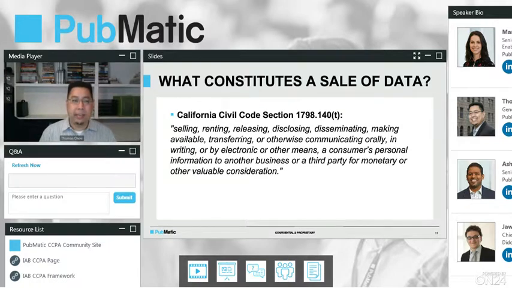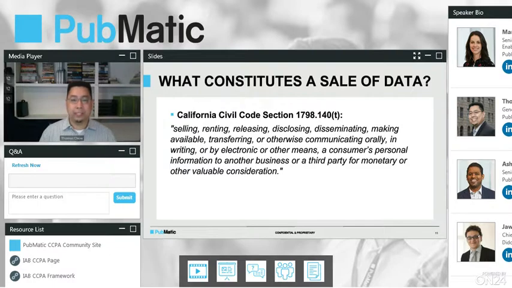Under the CCPA, a sale means selling, renting, disclosing, disseminating, making available, transferring, or otherwise communicating orally, in writing, or by electronic or other means, a consumer's personal information to another business or third party for monetary or other quote-unquote valuable consideration. So let's apply this to what happens in behavioral advertising.